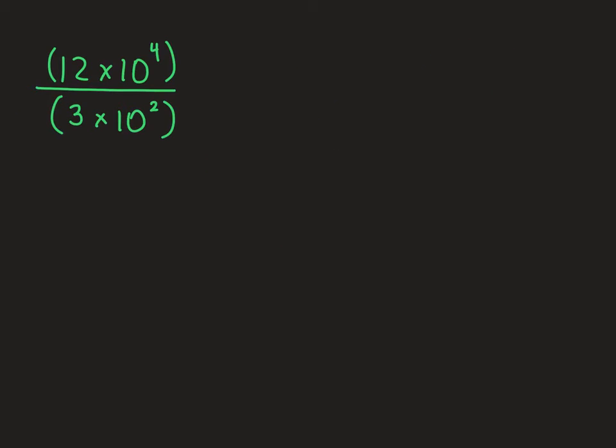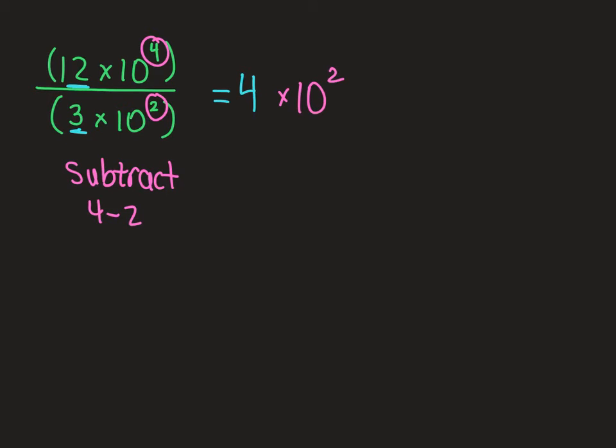All right, let's do dividing. Dividing is similar. We're going to divide the blue stuff. 12 divided by 3 is 4. But the exponents, this time we're going to subtract. Remember, subtracting goes with division. When you divide, you subtract the teeny guys. So I'm going to subtract 4 minus 2. So there's my final answer. 4 times 10 to the 2nd power, and 4 is fine, it's a single digit.